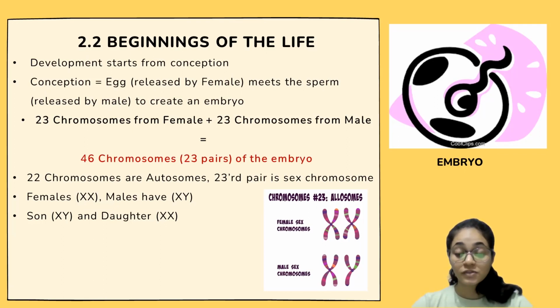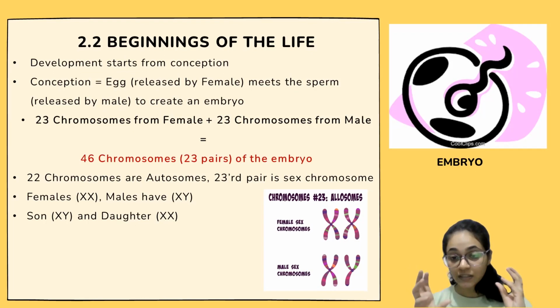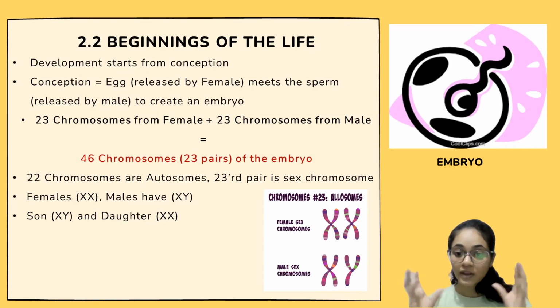And when, out of the millions of sperms that are released, that one sperm finally reaches the ovum, that is the unfertilized egg, and fertilizes it, that is when conception has occurred. So that ovum, the unfertilized egg of the woman, has 23 chromosomes, and the sperm that is coming to meet it has 23 chromosomes. So when they both meet and the fertilization takes place, the end product is that of 46 chromosomes, that is 23 pairs of the embryo.